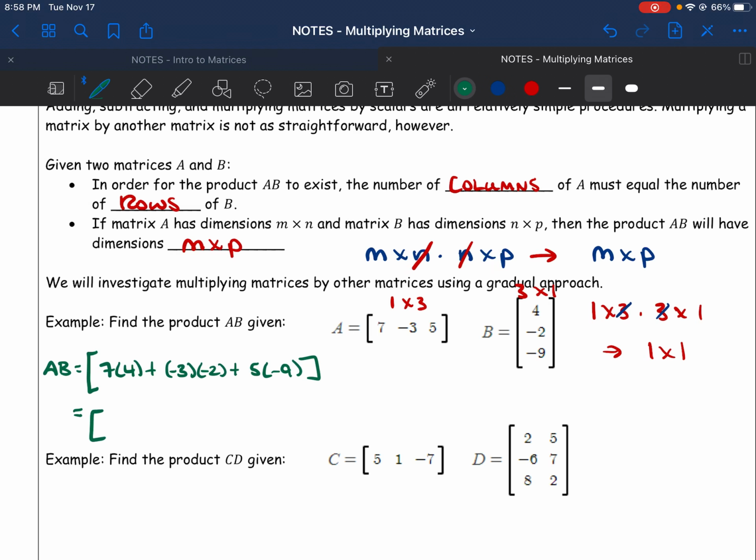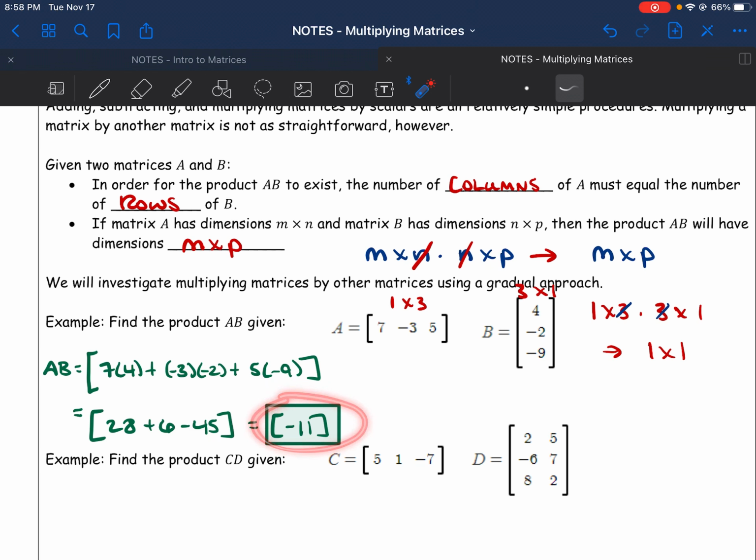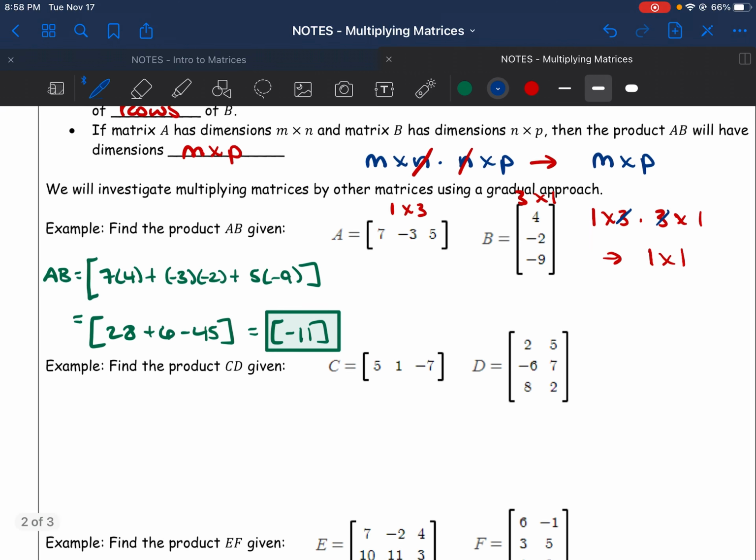So let's go ahead and simplify here. 7 times 4 is 28. Negative 3 times negative 2 is going to be plus 6. 5 times negative 9 will be minus 45. Continuing to simplify, 28 plus 6 minus 45 is going to give us negative 11. And negative 11 represents a 1 by 1 matrix, one row, one column, exactly as we expected it to be. Okay? So let's see if we can follow that same pattern with a different product.